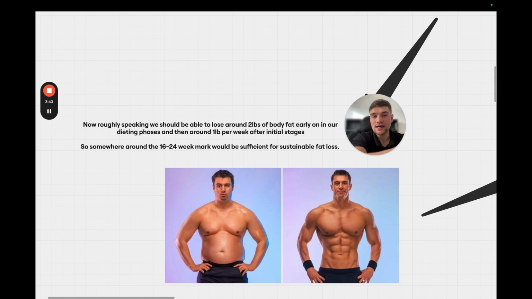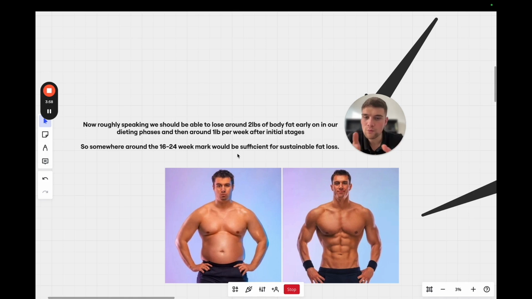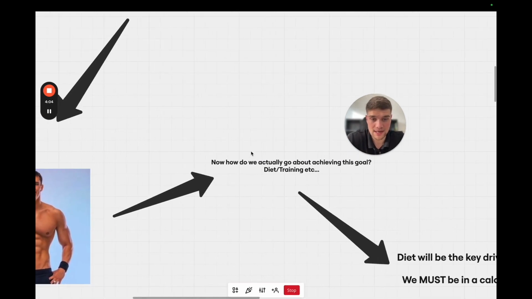Then as your dieting phase goes on, it begins to slow down a little bit. Obviously, we need to break through plateaus and make some adjustments, but then it slows down towards the end where you're probably going to be losing around a pound a week after those initial stages. So we're looking at around the 16 to 24 week mark for sufficient sustainable fat loss if our goal is losing 22 pounds, which in this example, it is.